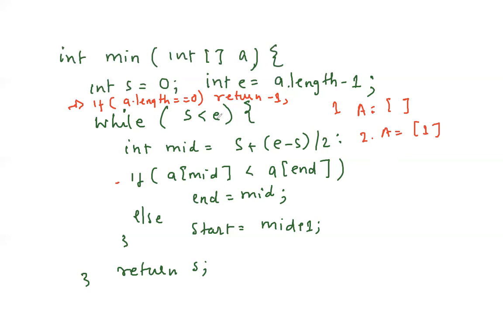This condition will be false. It won't execute and return 0. So the first element, which is this, first time, right?